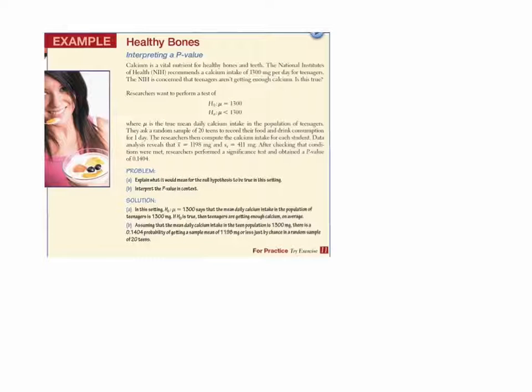So they ask a sample of 20 teens to record their food and drink consumption for one day. The researchers then compute the calcium intake for each student. Data analysis reveals a sample mean of 1,198 milligrams with a standard deviation of 411 milligrams. After checking the conditions were met, researchers performed a significance test, so they found the probability, and obtained a p-value of 0.1404.